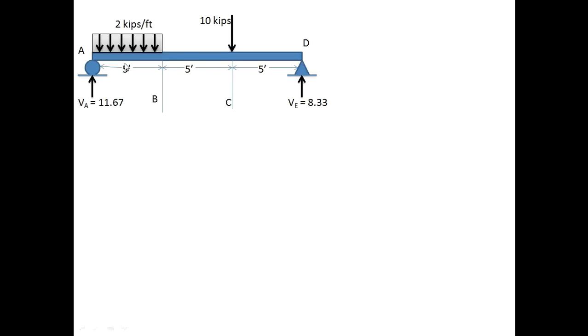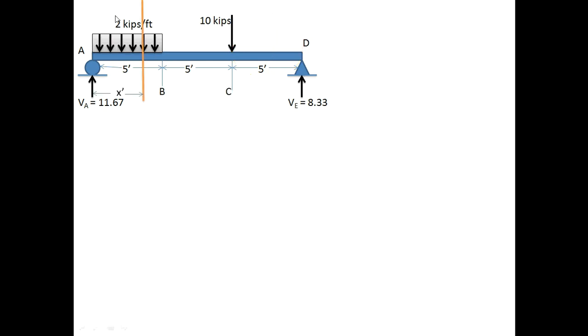For SFD and BMD diagram by equation method, we will make the equation for this region and for this region and take this distance as x and for this region. So we will make different equations for these three regions because the loading is changing in these three regions, and wherever the loading is changing, you will make a separate equation for that region and solve it further.